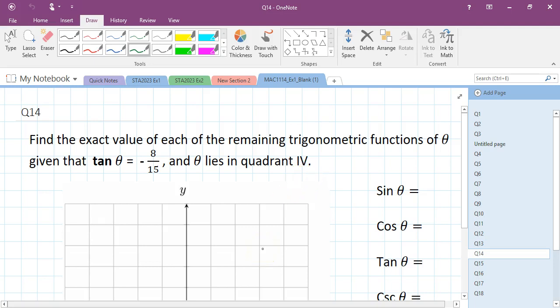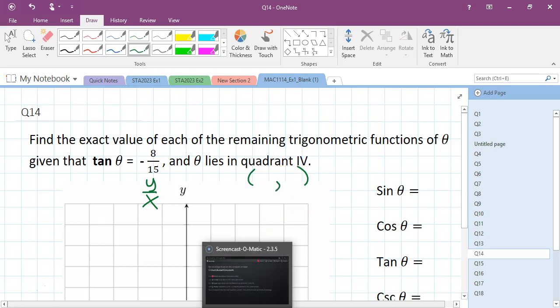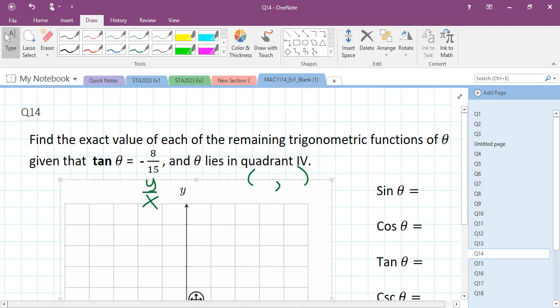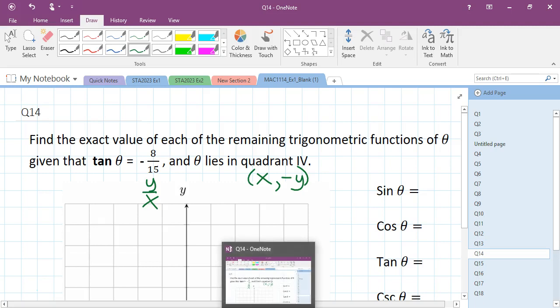Okay. Remember, how is tangent made? This is y over x, right? How are points in quadrant 4 made? What kind of x, what kind of y? A positive x and a negative y. So that tells you how tangent is really broken down.